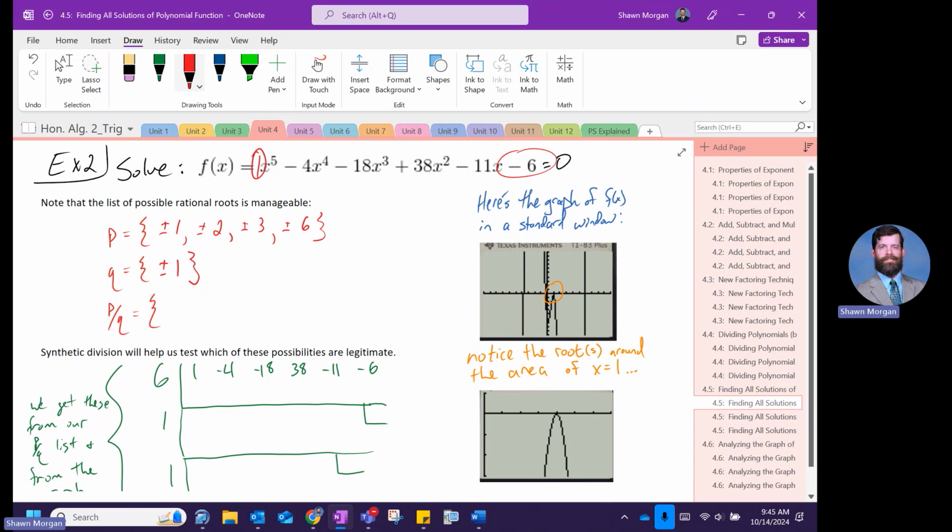Good question. Mitchell says, where did our p-values come from? If it's an integer factor of the constant term, then it's on the list of p-values. So being 6, 1 is a factor of 6, 2 is a factor of 6, 3 is a factor of 6, and 6 is a factor of 6, and also all the negative ones. Now we're going to put P over Q, which at this point is trivial because Q was only 1. So there's no combo that we're doing here, just plus or minus all 4 of those. So there's 8 possible rational roots.